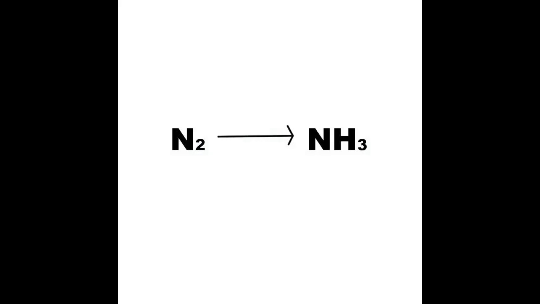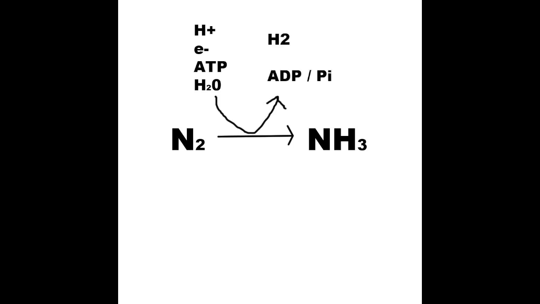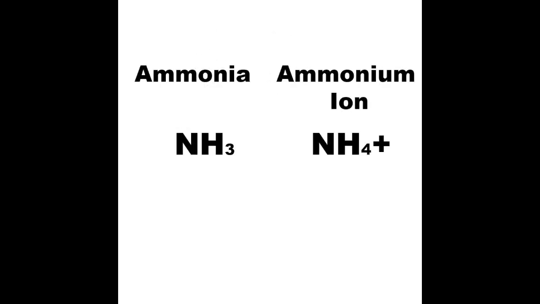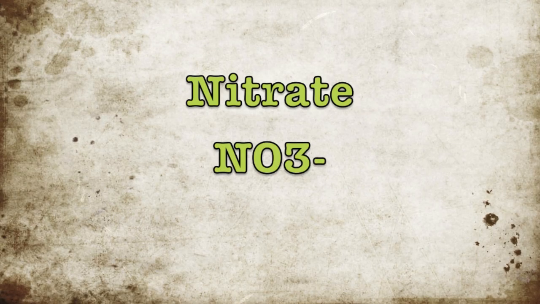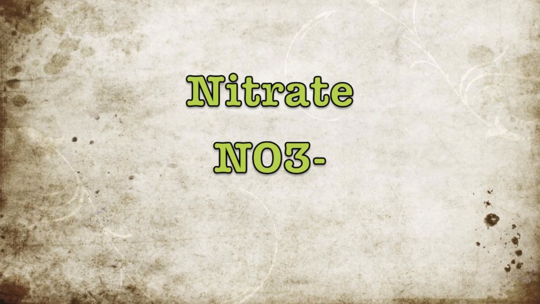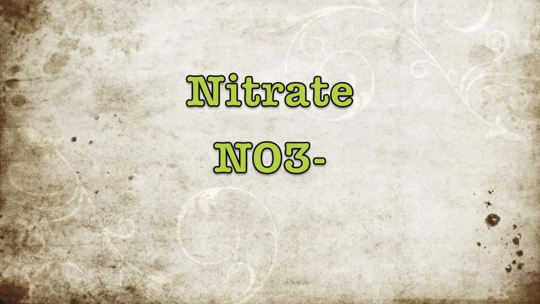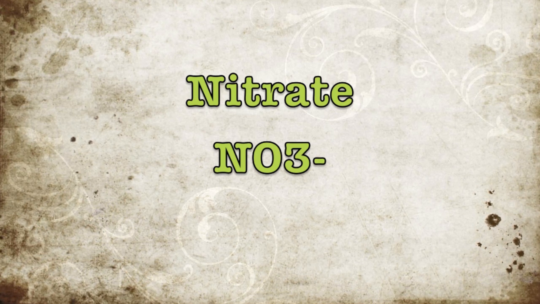Okay, so nitrogen fixation takes nitrogen gas and adds hydrogen ions, electrons, a whole bunch of ATP, and a whole bunch of water to form ammonia, hydrogen gas, ADP, and inorganic phosphate. Ammonia, or the ammonium ion, can be incorporated directly into biological metabolism. In addition to nitrogen gas, nitrogen is also available to biological organisms in the form of nitrate, or NO3, which is naturally present in soil and water.